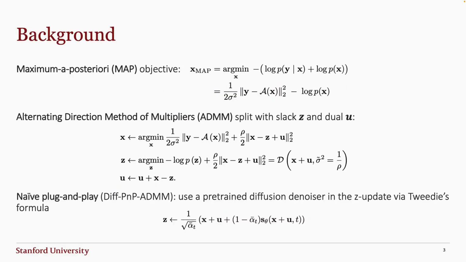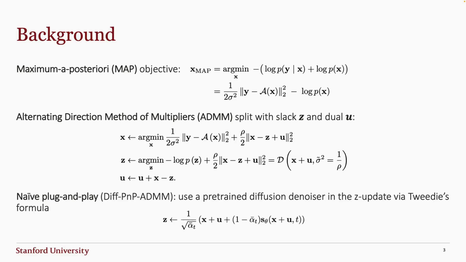We start from the standard MAP objective: minimize the negative log likelihood plus the negative log prior. Under Gaussian measurement noise, this becomes a quadratic data fit plus negative log p of x. We split it with ADMM by introducing a slack variable z and a scaled dual variable u. This gives 3 updates per iteration. The x update enforces measurement consistency, the z update applies the prior, and u accumulates the constraint violation x minus z.